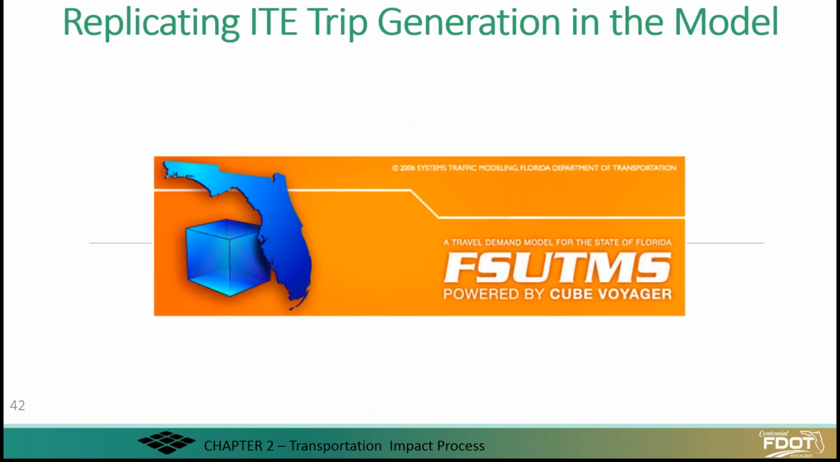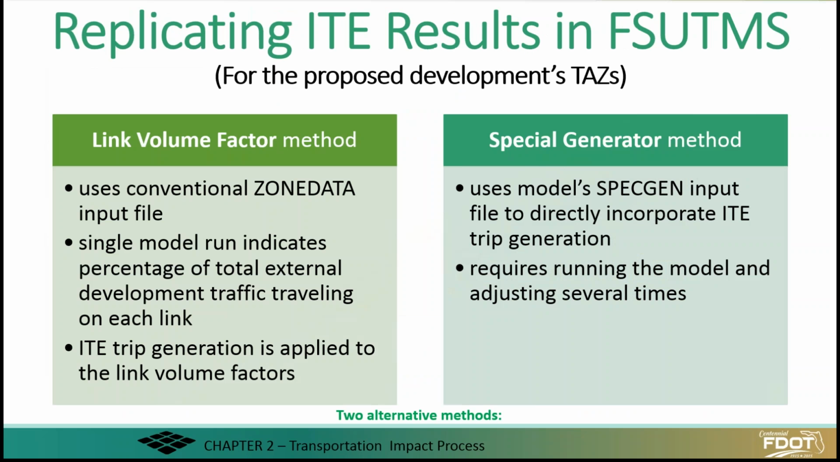So then, seeing that we want to use ITE trip generation in conjunction with the model, how do we integrate these two approaches? There are two basic methods that we'll discuss. Both of these have strengths and weaknesses, but either of them are adequate to the task. The first method listed here is the link volume factor method.